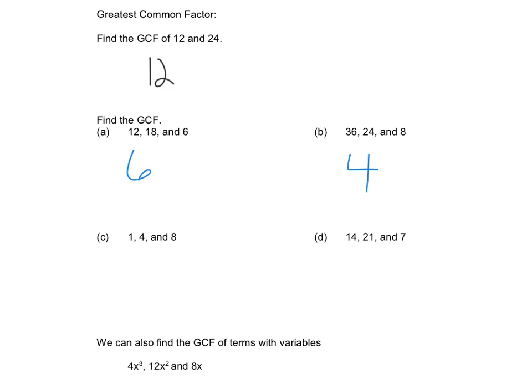And for C, 1, 4, and 8. What's the GCF for 1, 4, and 8? It is 1. 1 sometimes is your GCF. Biggest number that goes into all 3 of those. It's nice if you see 1 because you can't really get a bigger number than 1, so then that's going to be your GCF there.